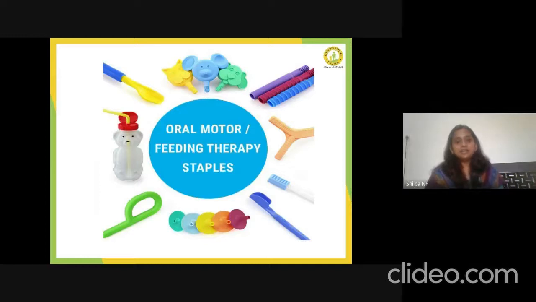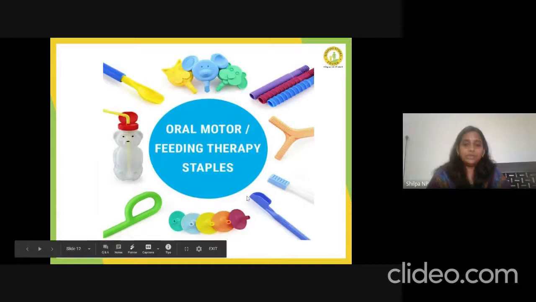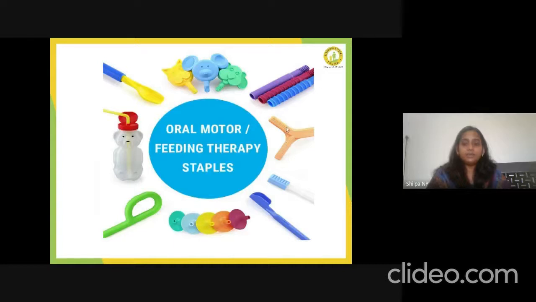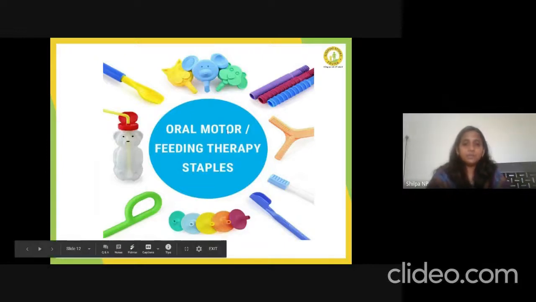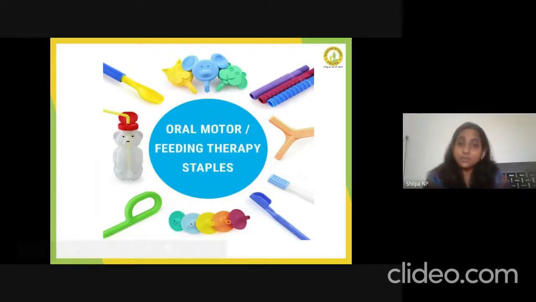So these kind of things are for rounding of the mouth, blowing, and this would be again for sucking, as well as the spoons, different kinds of spoons. When the child has drooling, it is used. Then giving sensory stimulation in the mouth, widening the mouth open, and then this is also for the sucking part. So these kind of things would be used for achieving those basic functions first.